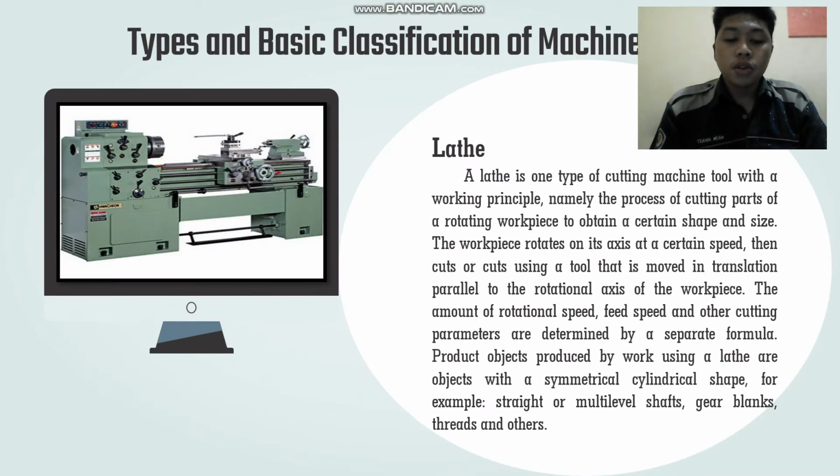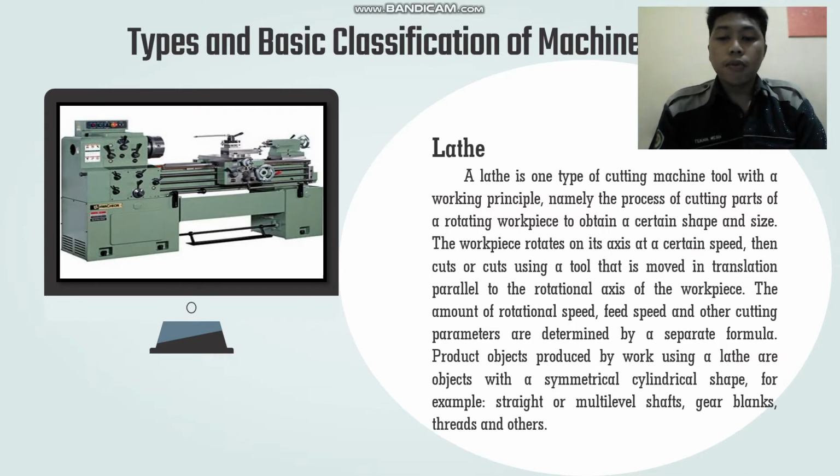Second, now I move on to types and basic classification of machine tools. Number one, lathe. A lathe is a type of cutting machine tool with a working principle, namely the process of cutting parts of a rotating workpiece to obtain certain shapes and sizes. The workpiece rotation on its axis is cut using a tool that is moved in translation parallel to the rotation axis of the workpiece.